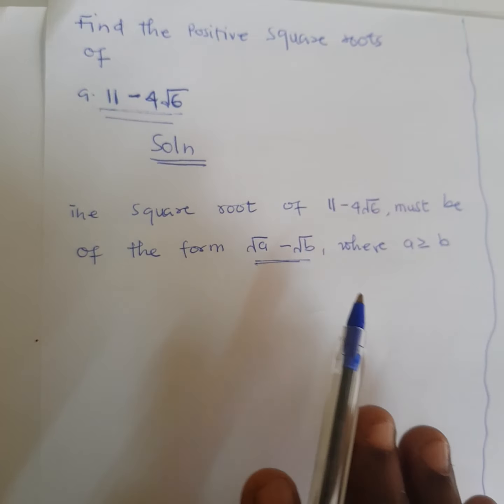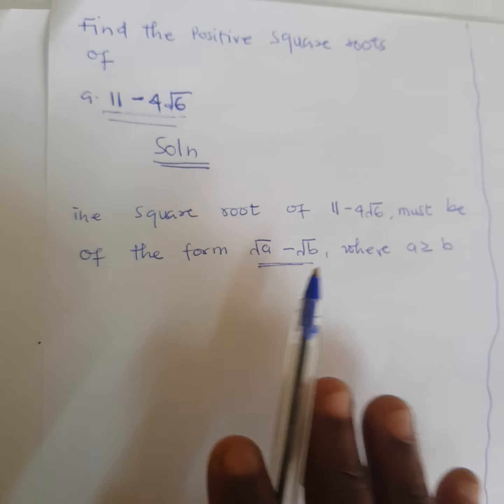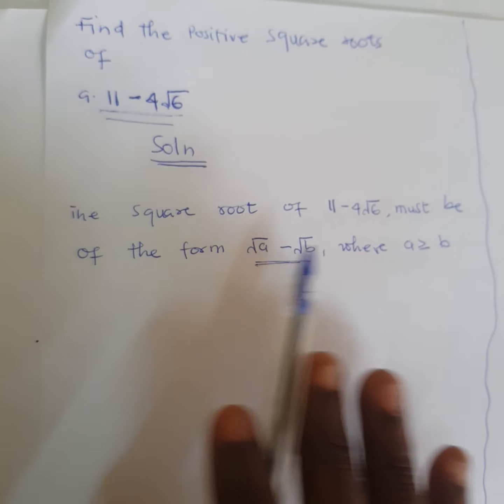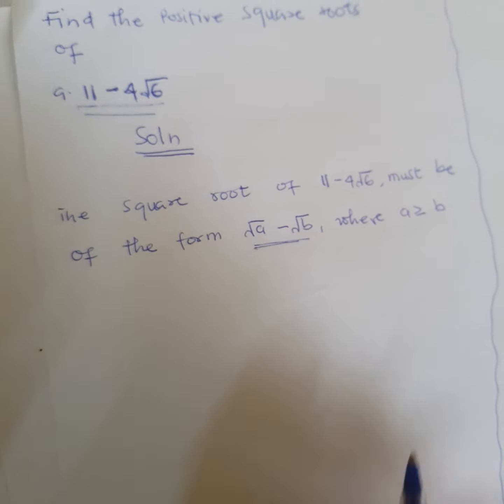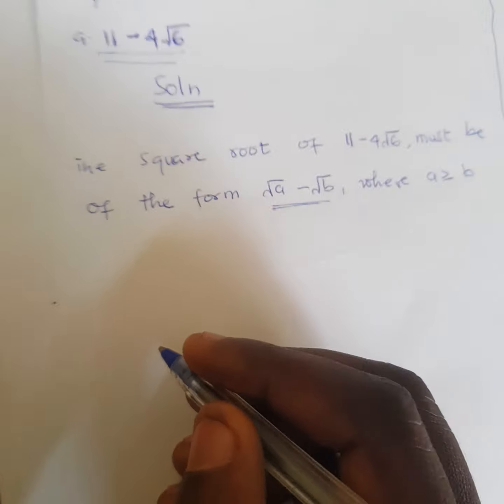Or you won't get negative terms, or you get what? So it should be greater than or equal to. The a and the b should be greater than or what? Equal to. Now let's begin to solve this.